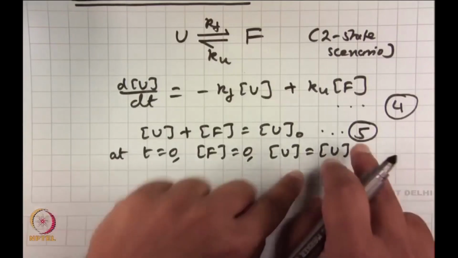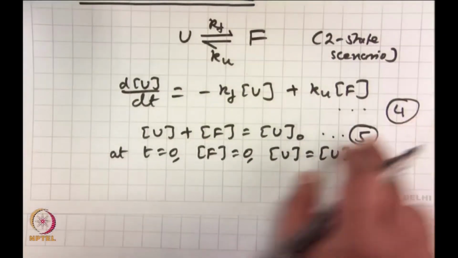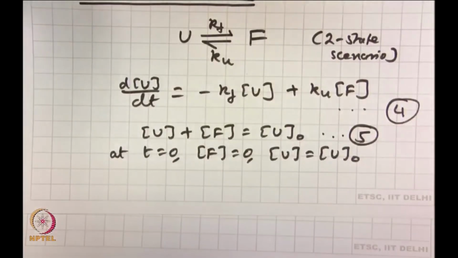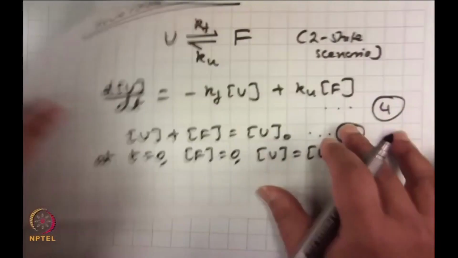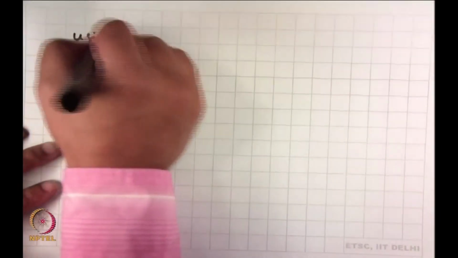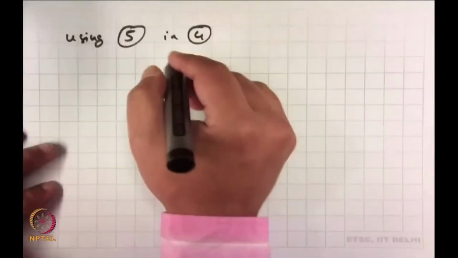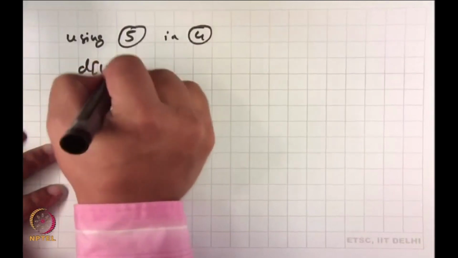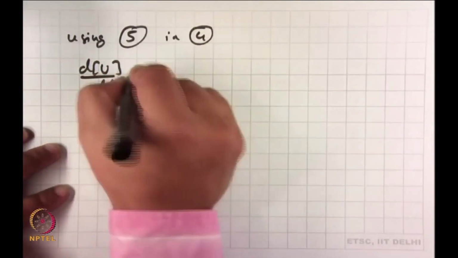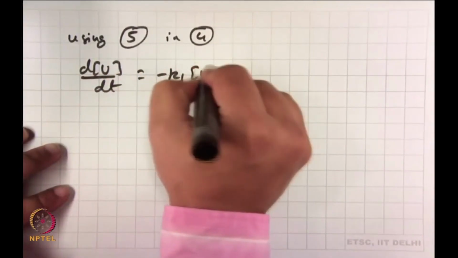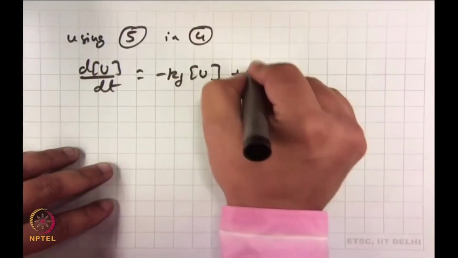So, then I can use 5 and put it in 4. See, my rate is in terms of d[U]/dt, right. So, I would try to replace F by U and U naught, that is essentially what I am trying to do. So, using 5 in 4, we can write d[U]/dt is equal to minus Kf times the concentration of U plus Ku.